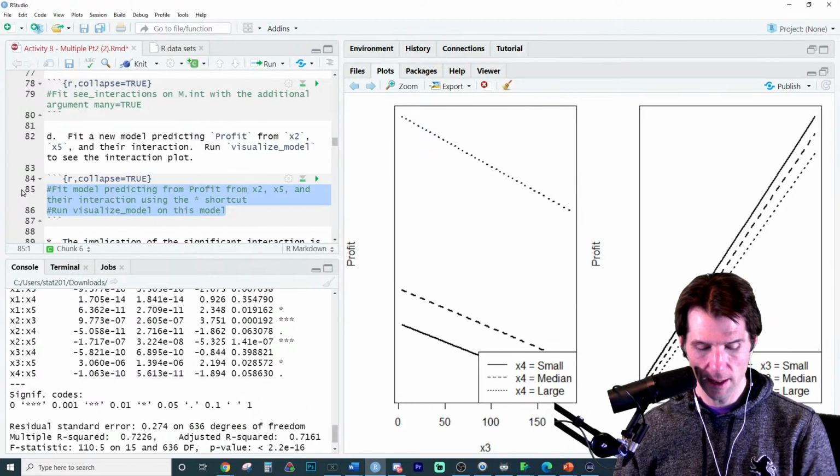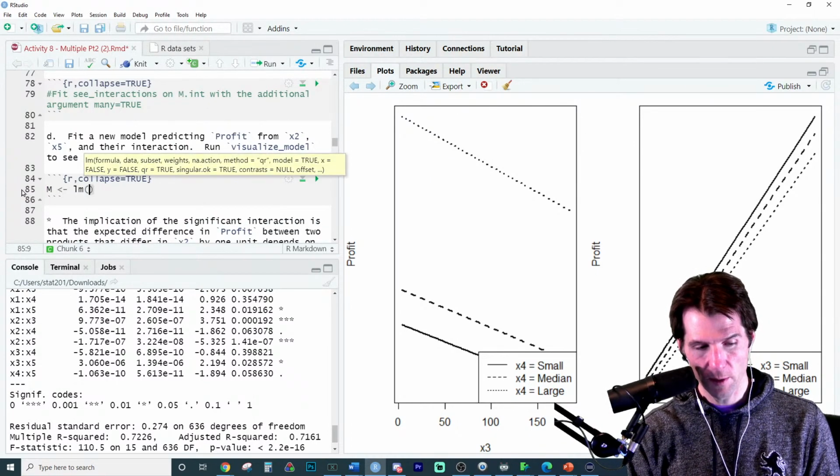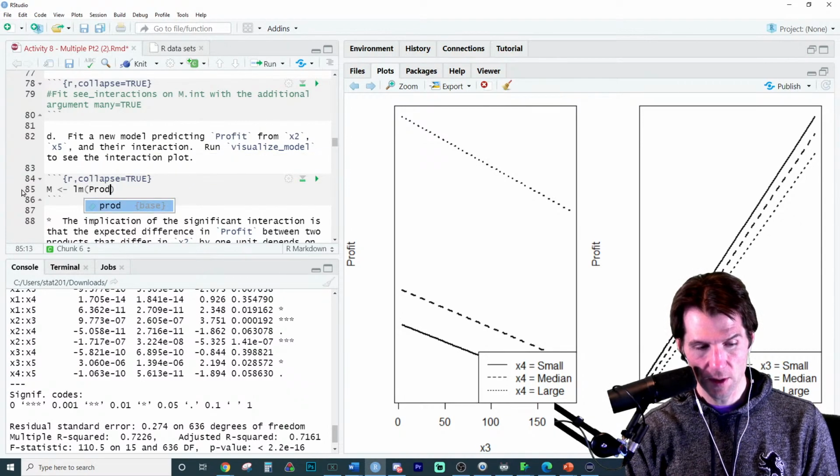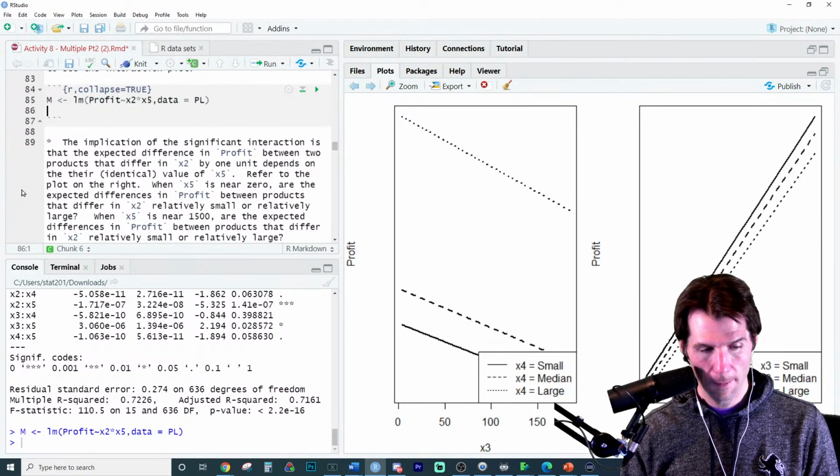Visualize the model and take a look. Hey, that's what we just did. Let's just save it as model. I always save what I do as model. And we're going to do profit tilde x2 times x5. This will also give us the x2, x5 term. And it's the product launch data right there.